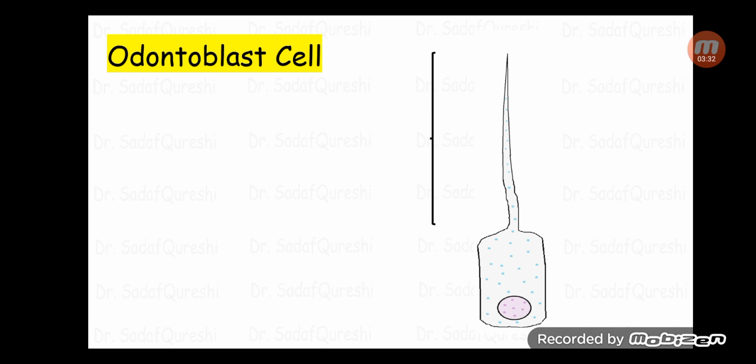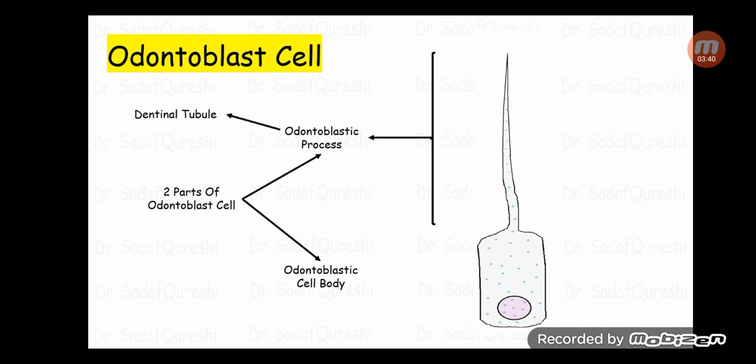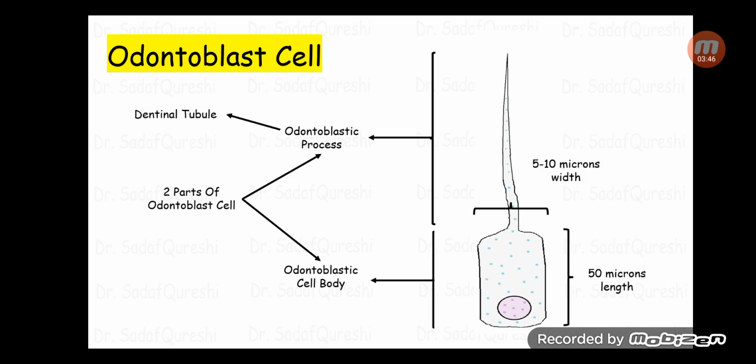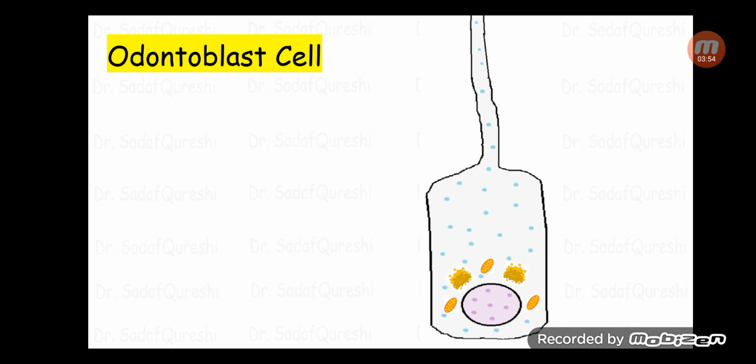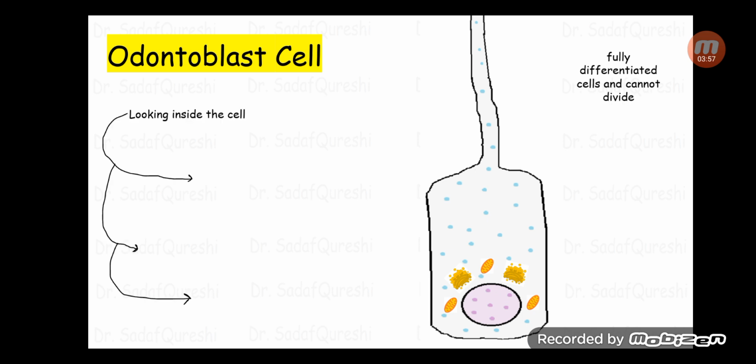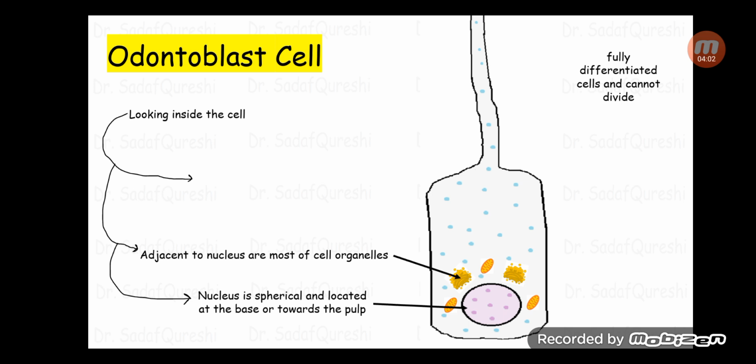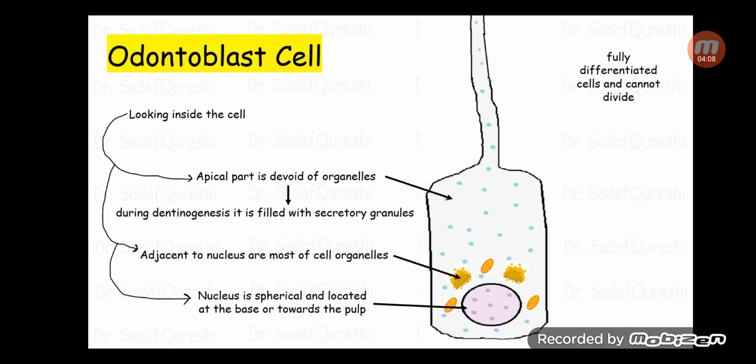Further talking about the odontoblast cell, odontoblast cell has two parts. One is odontoblastic process that is present in dentinal tubule, and the other is odontoblastic cell body that is 5 to 10 micron width and 50 micron length, and is present at odontoblastic layer of dental pulp, just adjacent to the dentine. If we look at the inside of the cell, we can see that nucleus is spherical and located at the base or towards the pulp, and adjacent to nucleus are most of the cell organelles. But apical part is devoid of organelles. It is because during dentinogenesis it is filled with secretory granules.